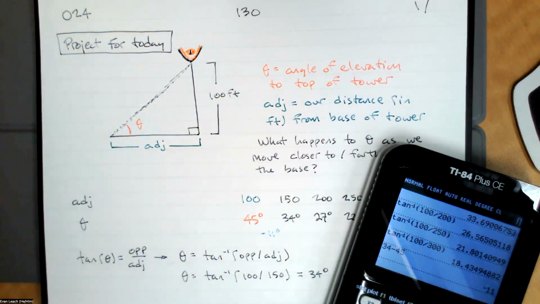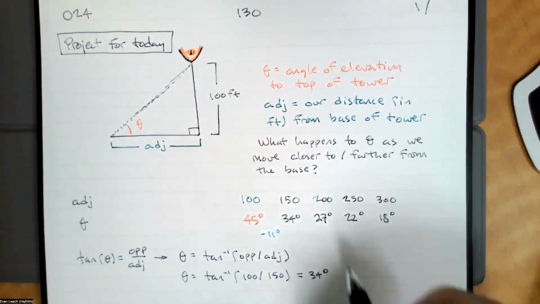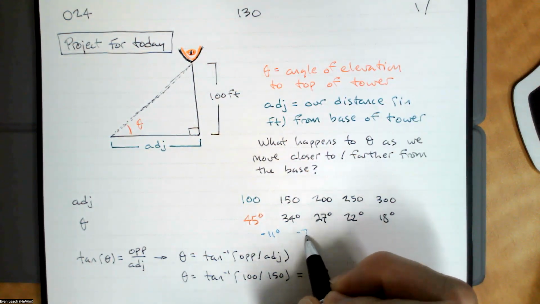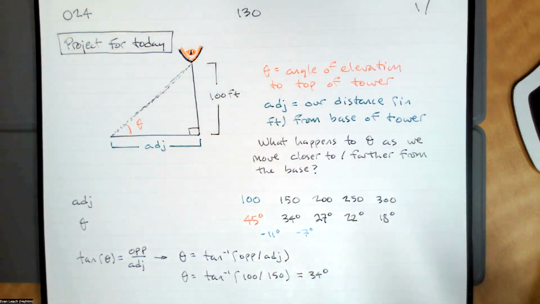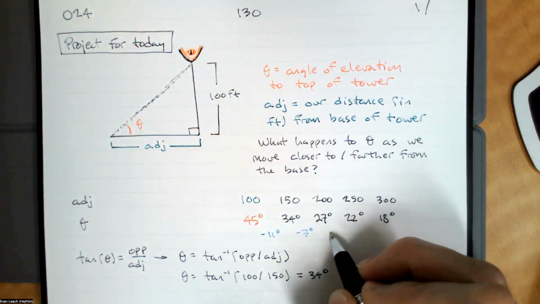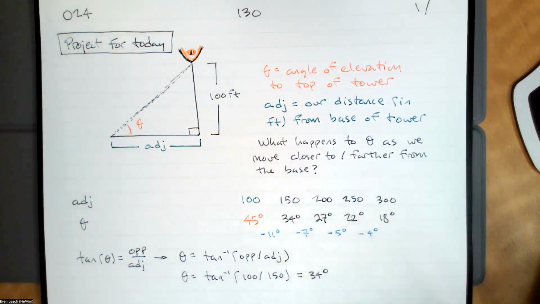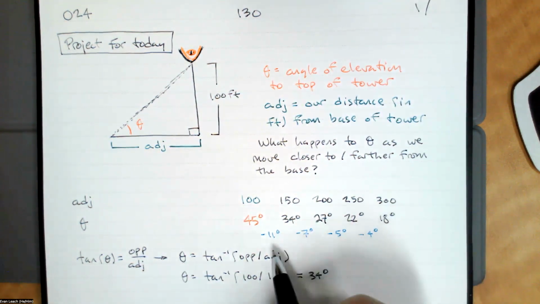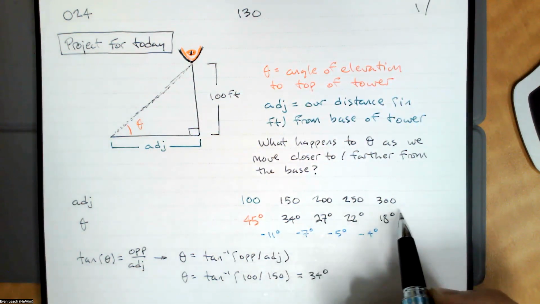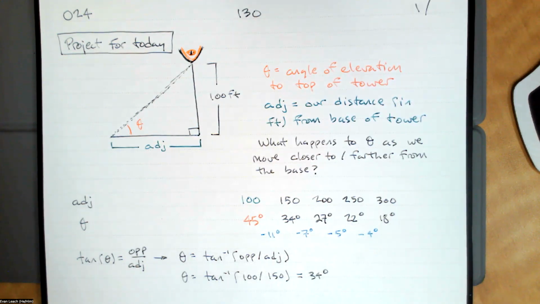But the next 50 feet, from 150 to 200, we ended at 27, we started at 34. That was a decrease of 7 degrees. And then 27 minus 22, we have a decrease of 5 degrees, and then a decrease of 4 degrees. So the amount of decrease that we see as we move further away is less.